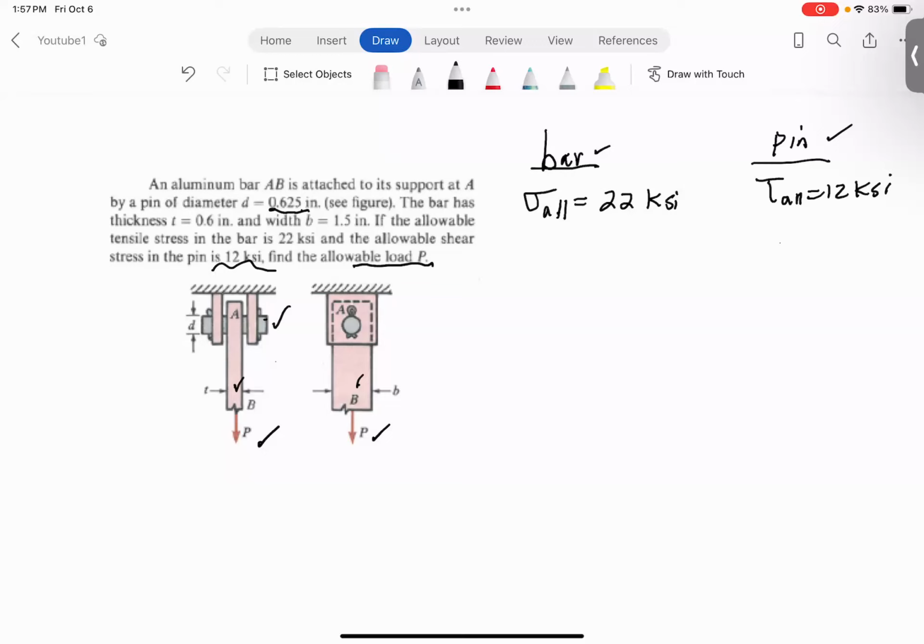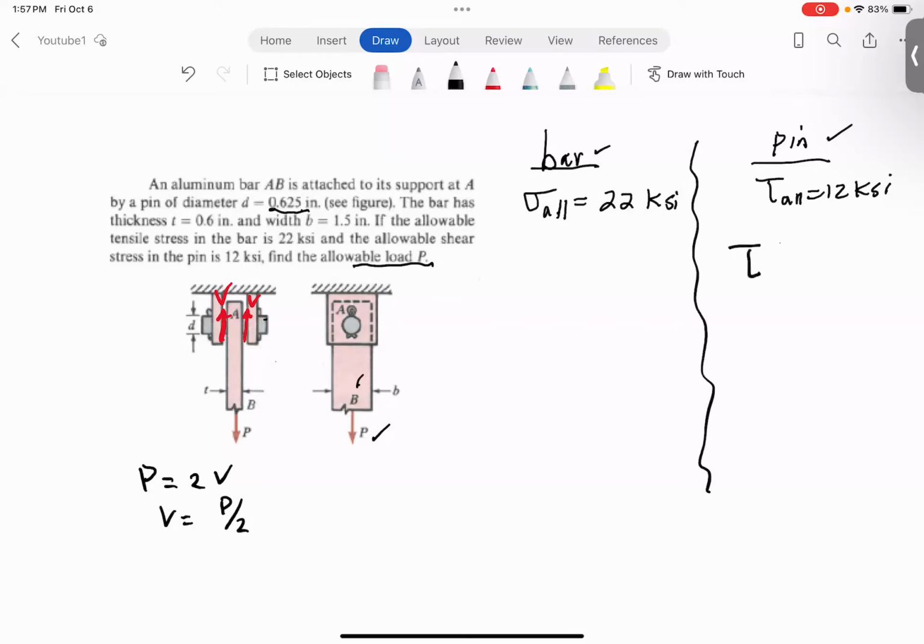So notice that the pin here, let me get rid of these. If you look at the pin, you notice that the pin actually is in double shear. So you see it's going to be sheared off here or sheared off here, shear load. So the pin is in double shear, therefore P is equal to 2V, the shear load is equal to half of the applied load. And I'll work it out right here for you.